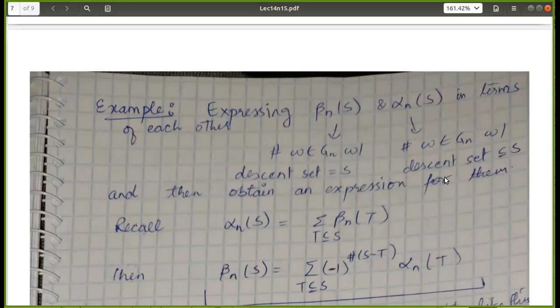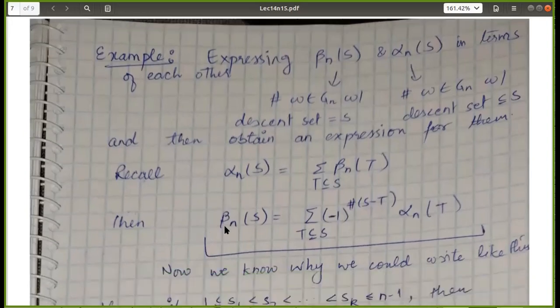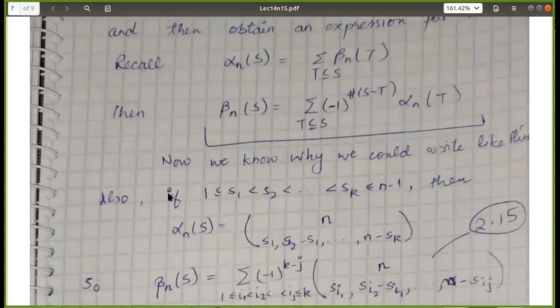And then we obtained an expression of each in terms of the other. Now we'll do an explicit computation for the expression for this beta n of S. And once you know an explicit expression for beta n of S, you can use this to find an explicit expression for alpha n of S. Correct? So these are the elements of your S. If the elements of S are ordered, so that one is less than or equal to S1, less than S2 and so on till Sk less than or equal to n minus one, then alpha n of S, you have seen that this is equal to this. You have also proved it in your assignments.